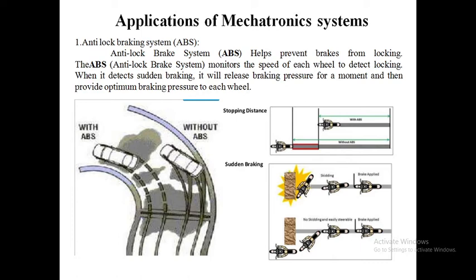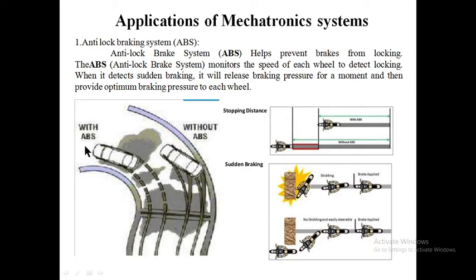So to avoid this, there is an anti-lock braking system which keeps watch on the speed of both the wheels, and though you apply a lot of pressure on the brake, it reduces it and keeps an optimum speed of the two wheels. So it provides the optimum braking pressure to each wheel, and it keeps the balance of the vehicle.